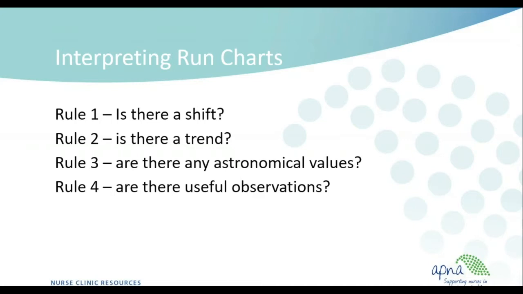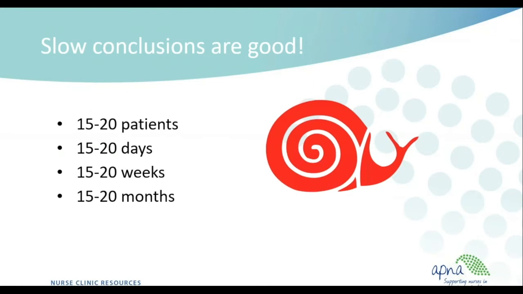On the next slide, I'm encouraging you to play the slow game. Always make sure you've got more data than less, but keep it reasonable. If we're trying to put stuff in a spreadsheet and see if there's a trend, we need a minimum of 15 to 20 patients, or 15 to 20 days where we delivered the service, or 15 to 20 weeks, or whatever. 15 to 20 is where we start seeing something that's noticeable.